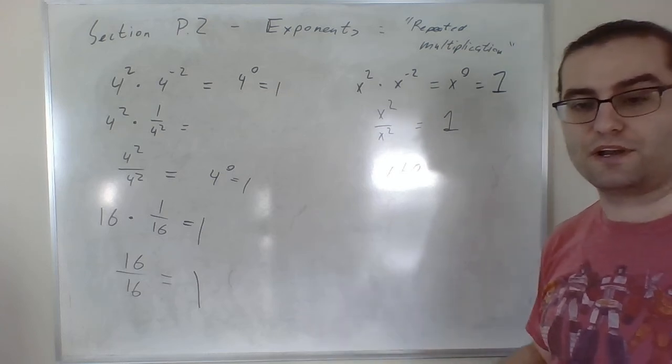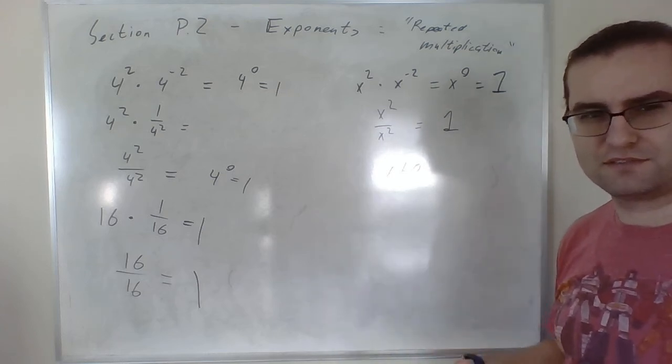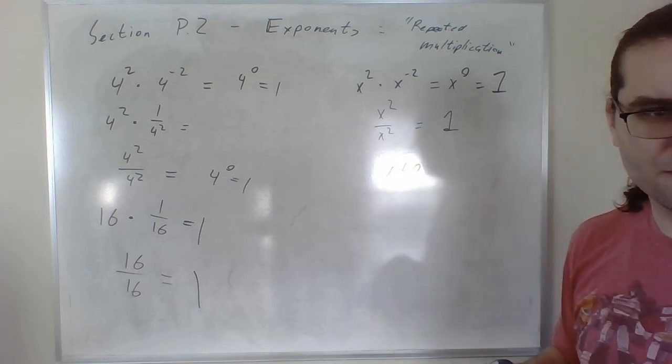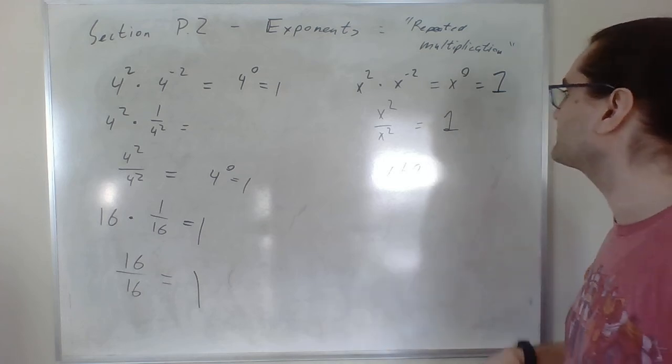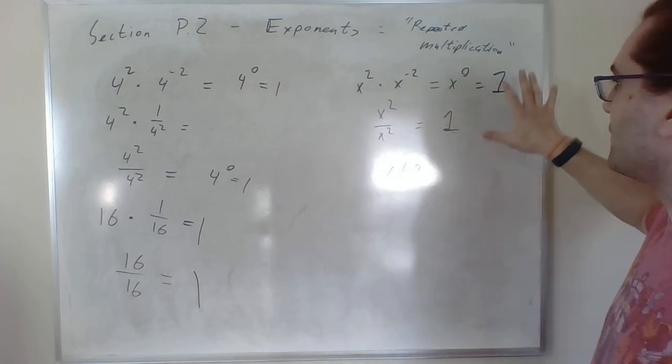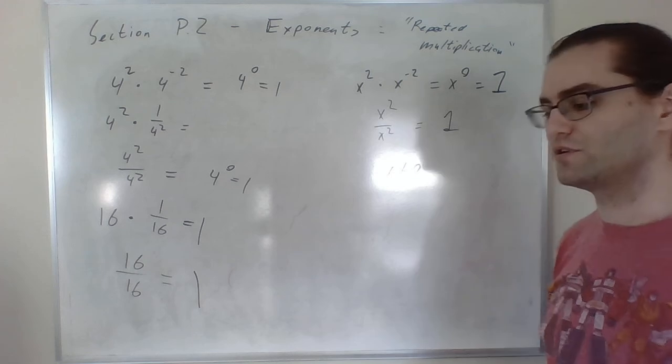0 to the 0 power is a weird indeterminate. 0 to the 0 power is like dividing by 0. It just doesn't work. Don't try it. Anything else to the 0 power is 1, sort of universally.